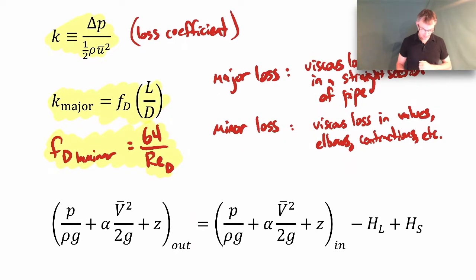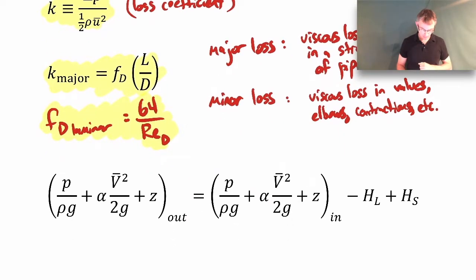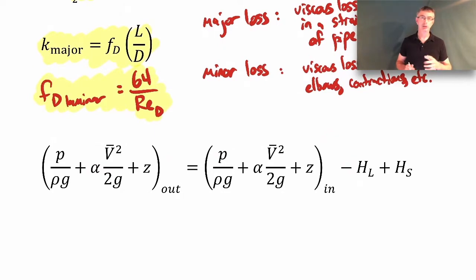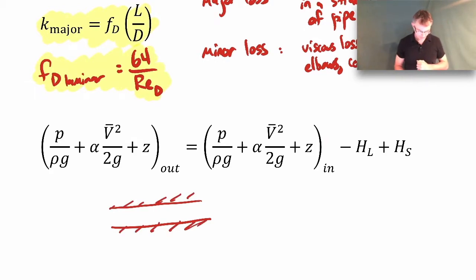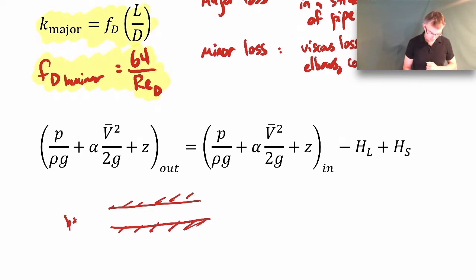Okay. Before we go further, let me go back to the extended Bernoulli equation and show you where this loss coefficient appears. Let's imagine we're dealing with a straight section of pipe so that there's no change in elevation. We'll say the pressure over here is P plus delta P. The pressure here is P. The distance is L. Diameter is D.